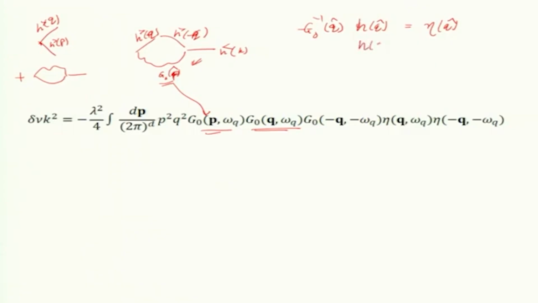So, what is h of q? H of q is equal to g naught of q eta of q, 4 vectors, correct. So, this is this term, g naught of q eta of q, got it. So, this is this one. What about h of minus q? It is this term. Okay. So, this is my correction, this one.